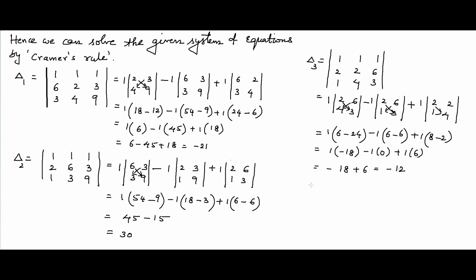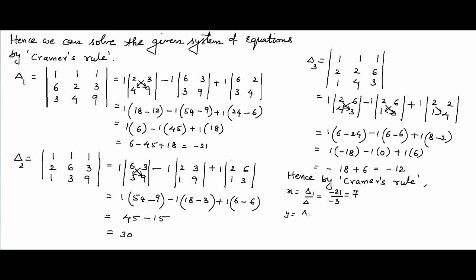Okay. So we have got all the three determinants now, delta 1, delta 2 and delta 3. Hence by Cramer's rule, we can find the values of x, y and z. We can write x is equal to delta 1 by delta. Delta 1 we got is minus 21. Remember delta we got as minus 3. So minus minus cancel. 3 goes 7 times.